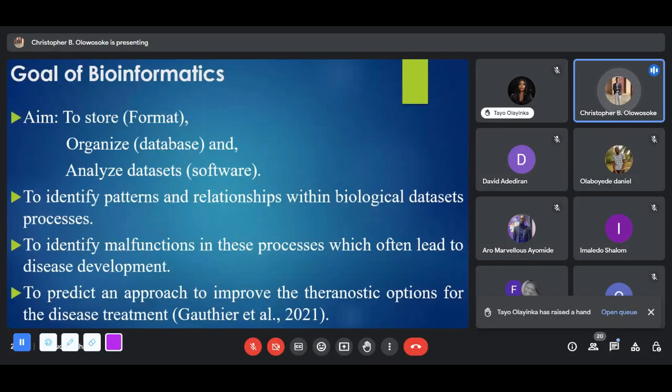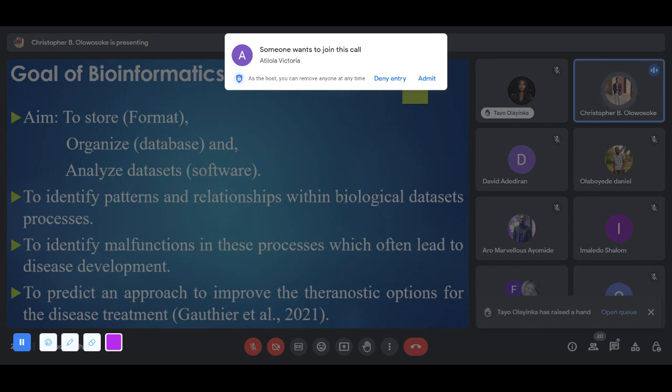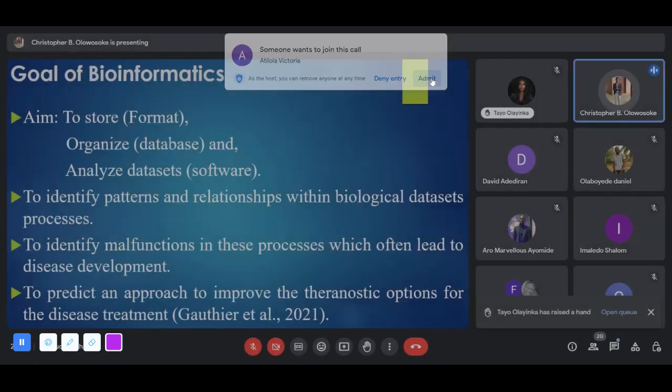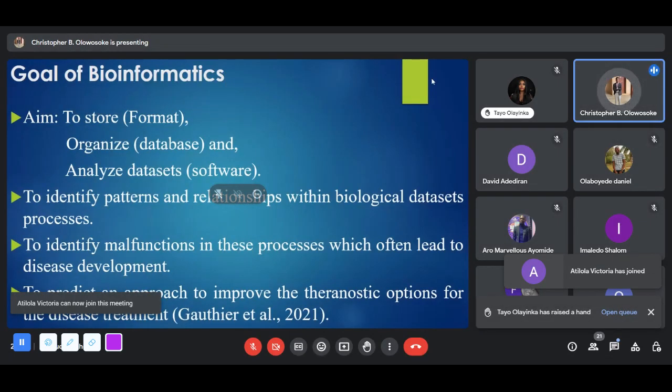So this database is relevant for us to keep information and organize it, so it doesn't get lost at the end of the day. You can easily go to this database, pick whatever data you need, and use it for any analysis that you want to conduct.